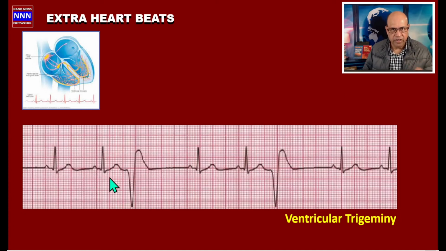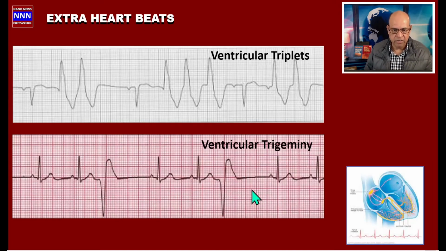We need to differentiate this from the ventricular triplet, because in an exam, you may be in a rush and you may inadvertently pick the wrong answer. Even though in your mind you are thinking this is ventricular trigeminy, you may click ventricular triplets. So let us look at the difference between a ventricular triplet, where all 3 beats occur one after the other, whereas in trigeminy there are 2 normal beats and an extra beat, 2 normal beats and an extra beat.